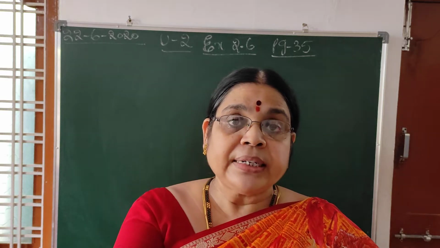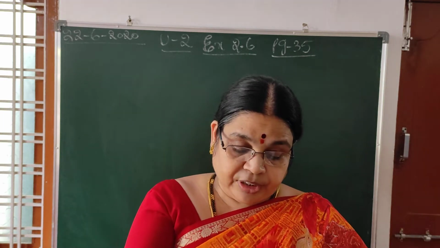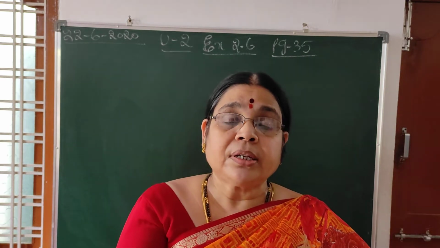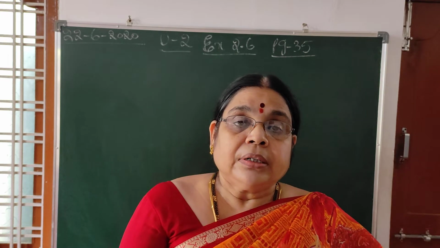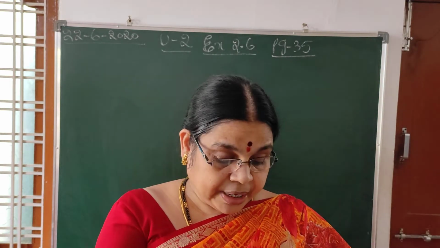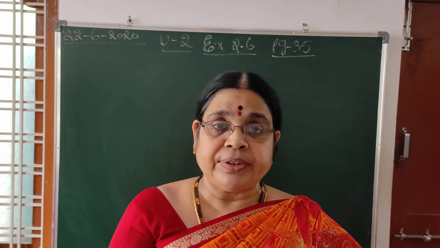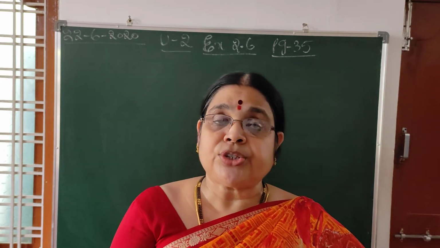The ages of Hari and Harry are in the ratio 5:7. 4 years from now, the ratio of their ages will be 3:4. Find their present ages. The ages of Hari and Harry are in the ratio 5:7. Ratio of ages is given here. 4 years from now, the ratio of their ages will be 3:4.